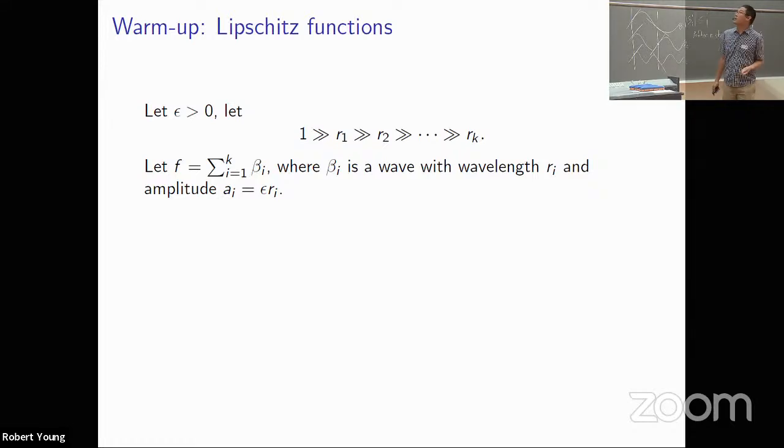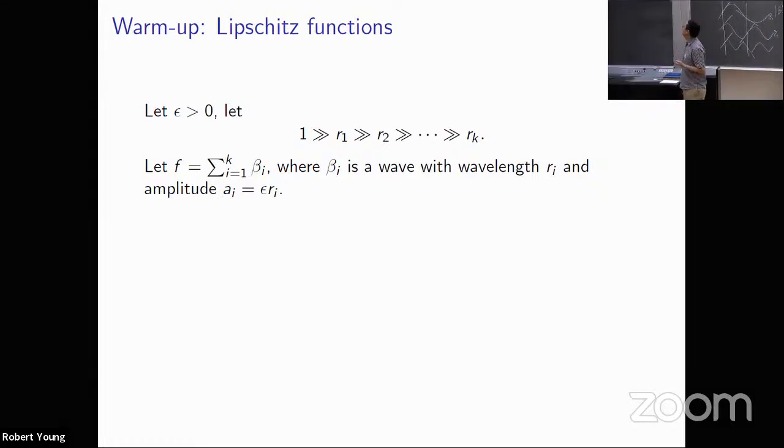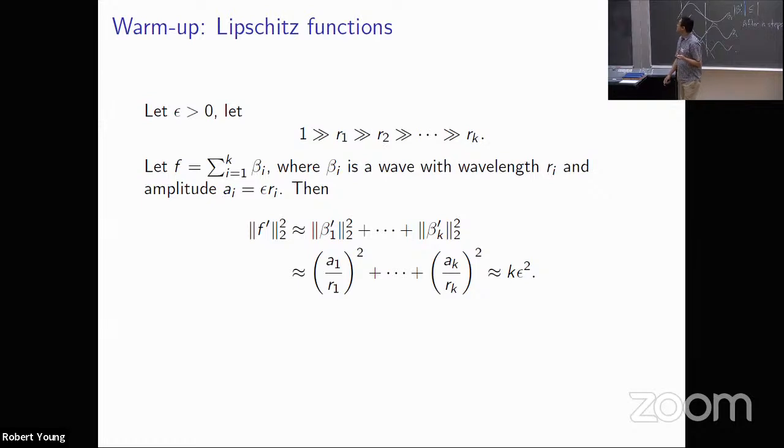Then, again, we want to know what happens to the derivative of F when we do this. What happens to the Lipschitz constant of F when we do this? Well, because the length scales are getting smaller and smaller as we go, we expect that the derivatives of the beta i's are mostly orthogonal. We expect that the square of the norm of F prime is roughly the sum of the squares of the norms of the beta i's.